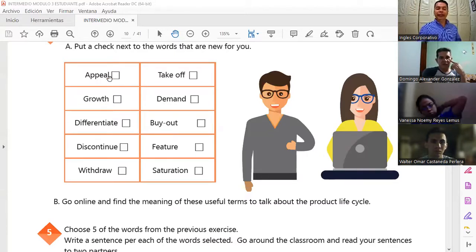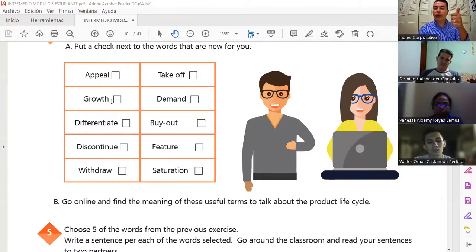For example, you can say, the food in that restaurant has a good appeal, right? The product that my brother is selling is taking off, right? That company has a good growth. Another example is, let's say, Hershey's chocolate has a big demand, you know? So those are examples of sentences you're going to create, right? Okay, let's start doing. And in the moment you are creating the 5 sentences, I will show you the concept again, right? One by one.